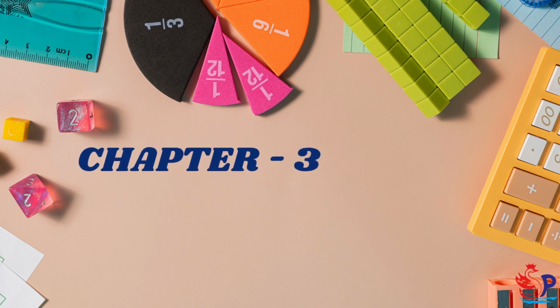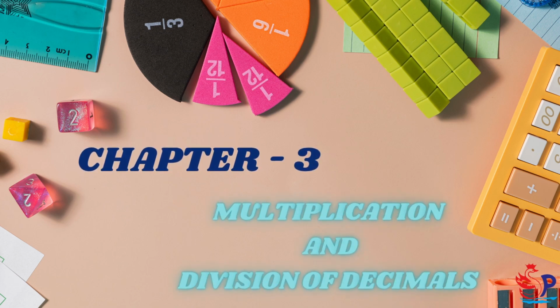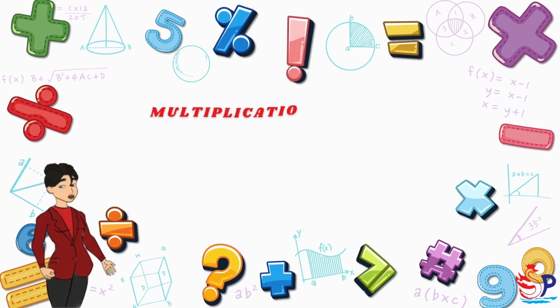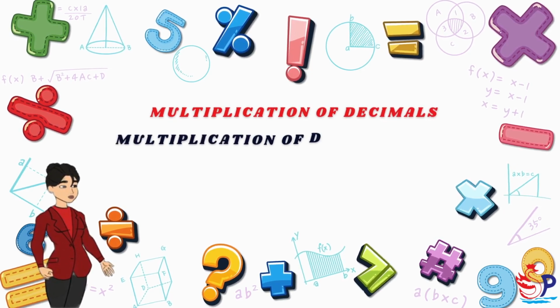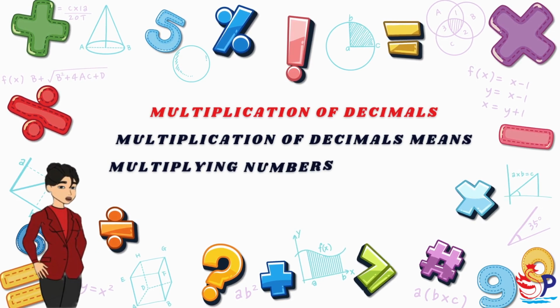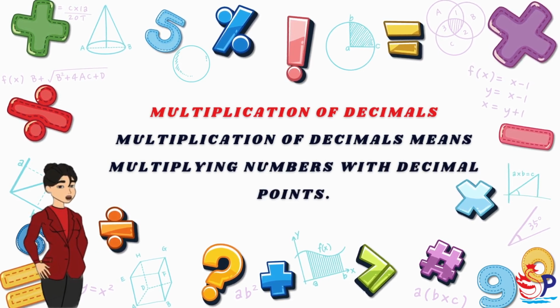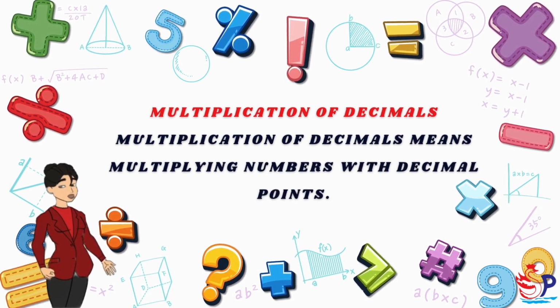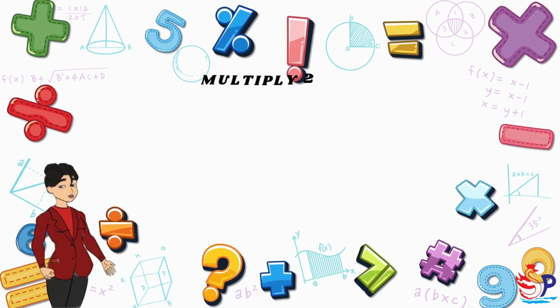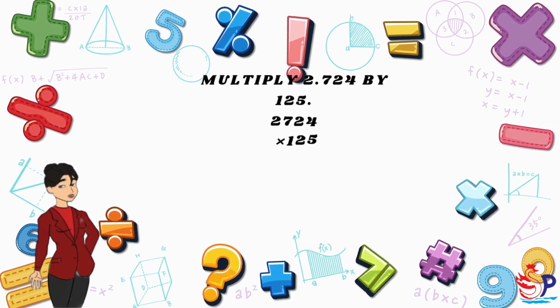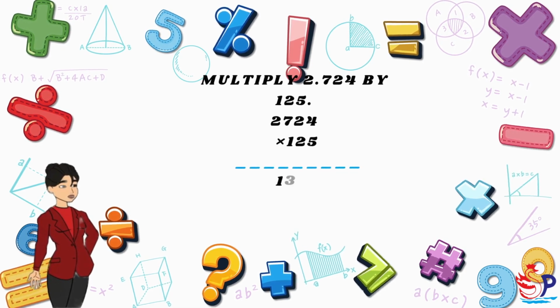Chapter 3. Multiplication and division of decimals. What is multiplication of decimals? Multiplication of decimals means multiplying numbers with decimal points. Example: 2.724 by 125.